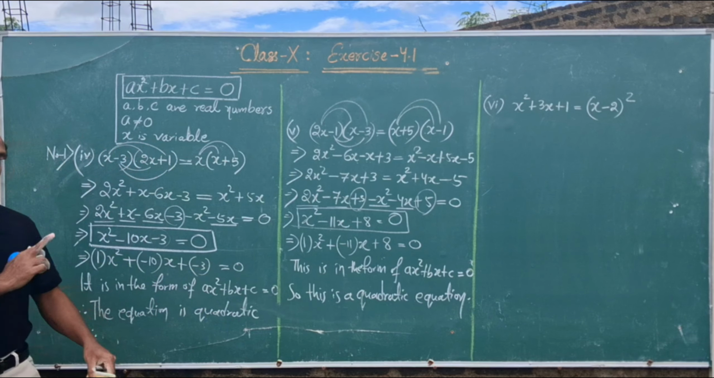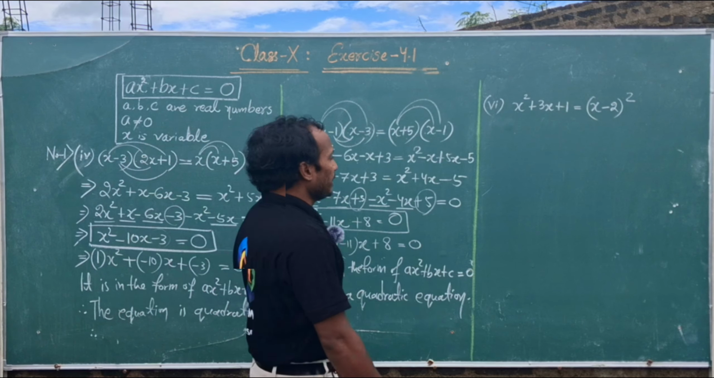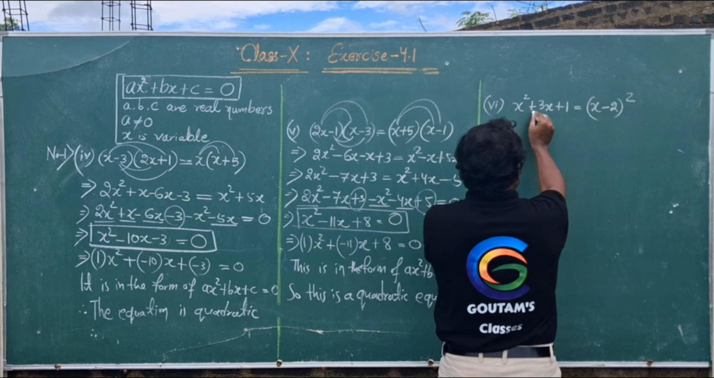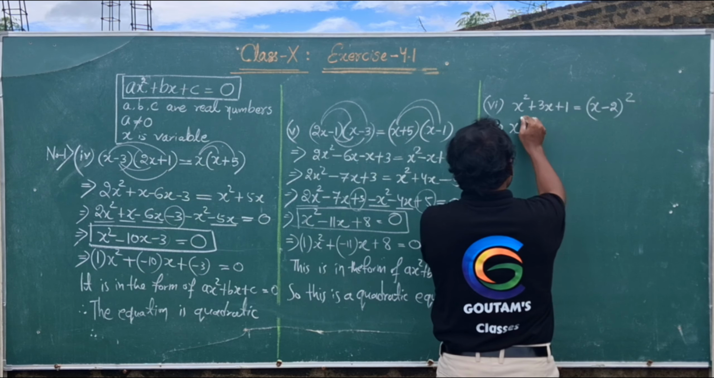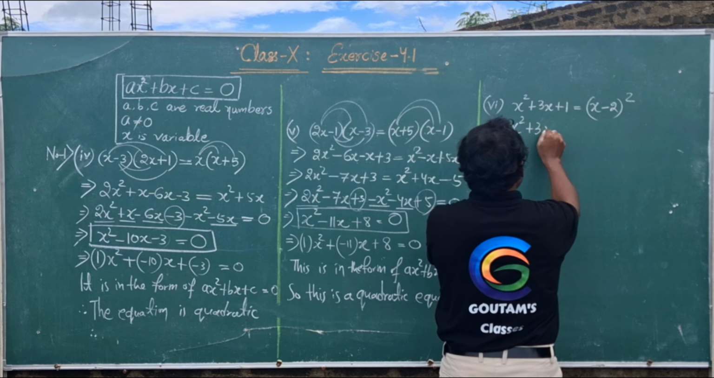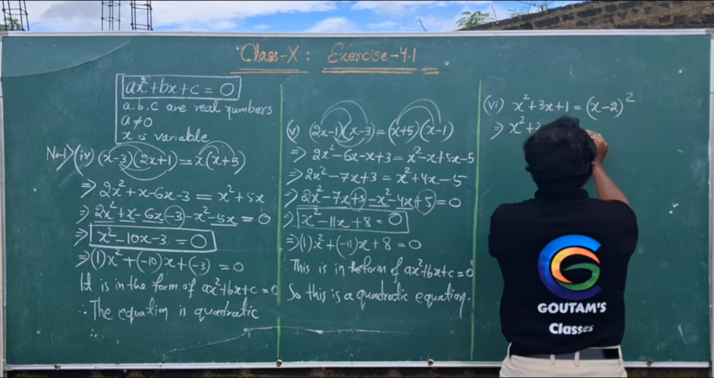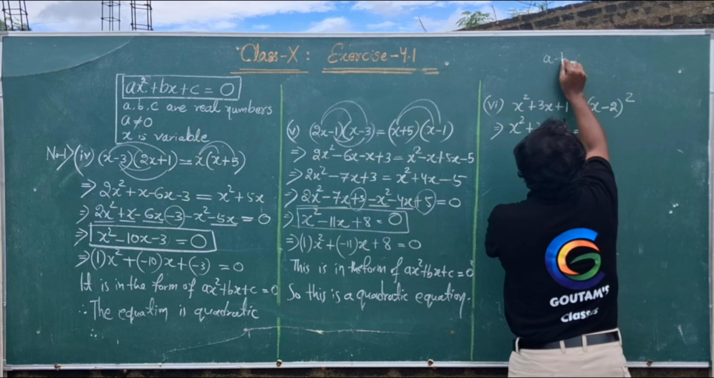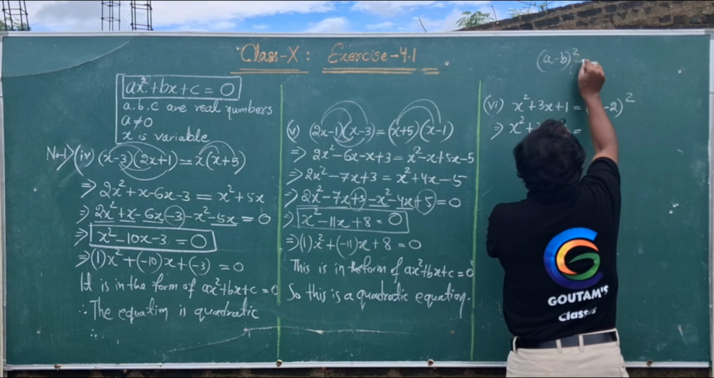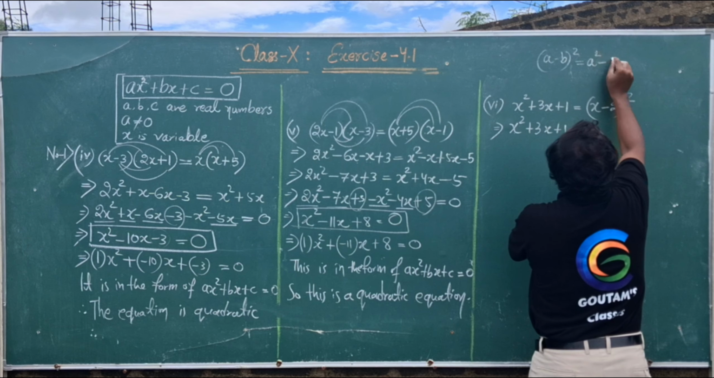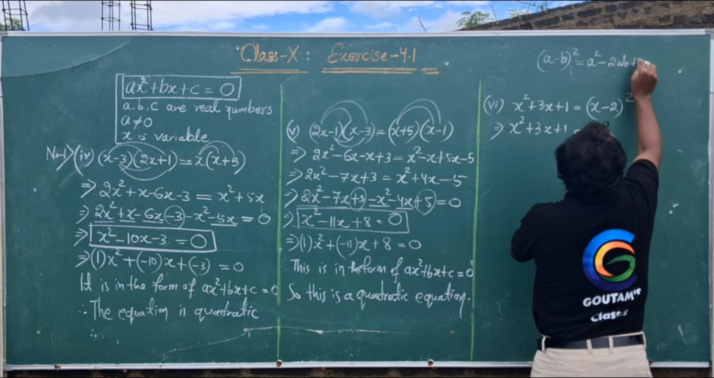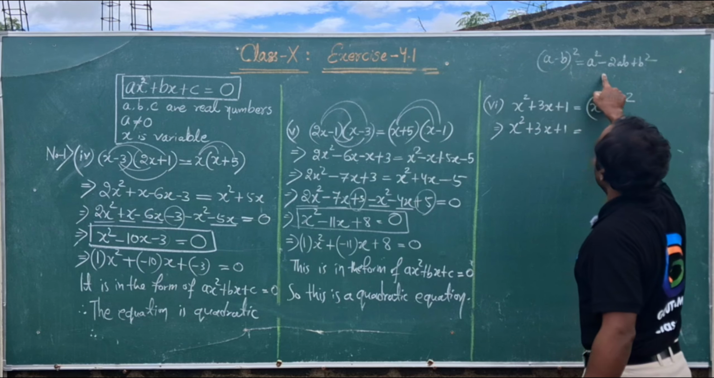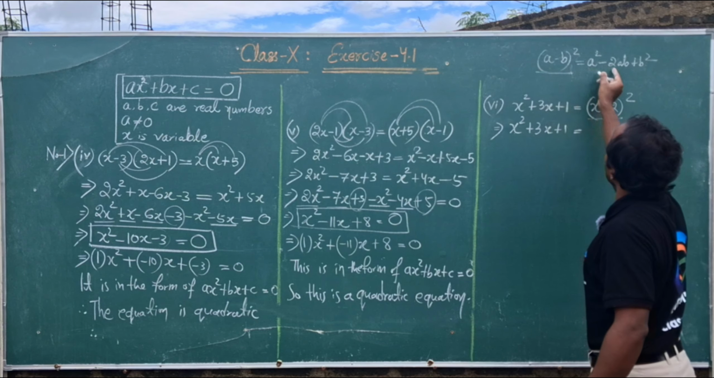Alright, let's move on to 6th number, vi. Here the left hand side is already simplified. You can see x square plus 3x plus 1. No more addition, subtraction or multiplication, nothing is left here. Let me copy. But on the right side I have x minus 2 whole square. It matches with our identity a minus b whole square equals a square minus 2ab plus b square. So this part falls under this identity. It matches with the left hand side of this particular identity.